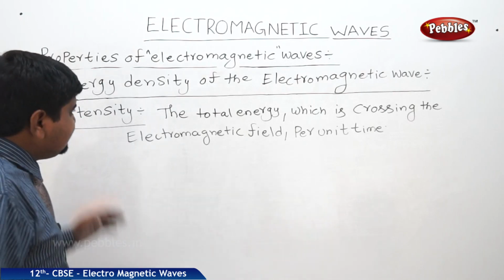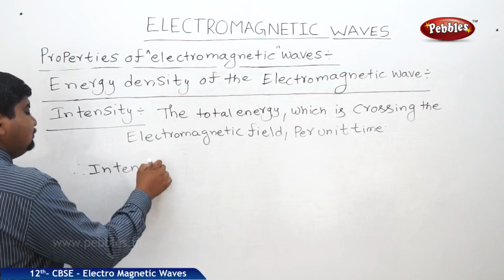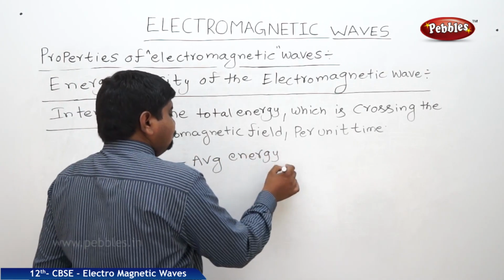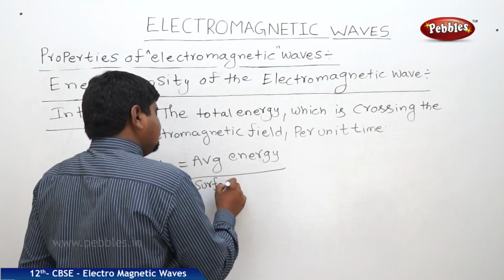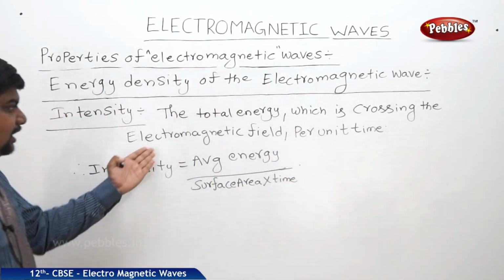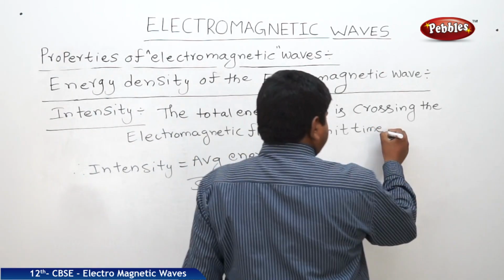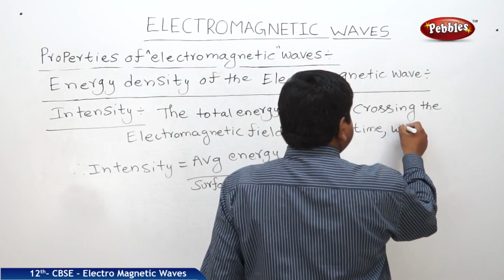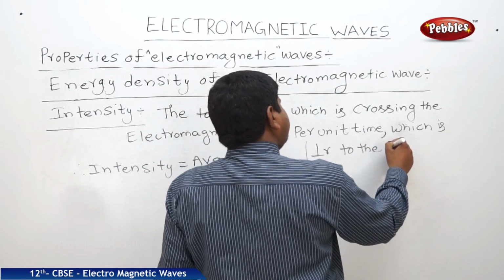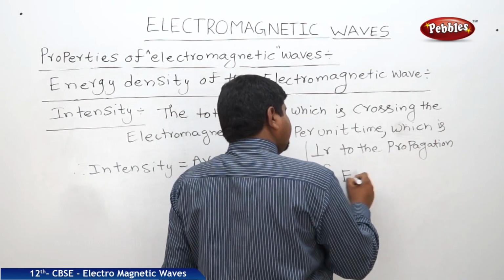This is called the intensity of the electromagnetic field. We can write the equation of intensity like this: intensity is equal to average energy by surface area into time. So it is the energy which is crossing per unit time, and this energy should be perpendicular to the propagation of the EM wave.